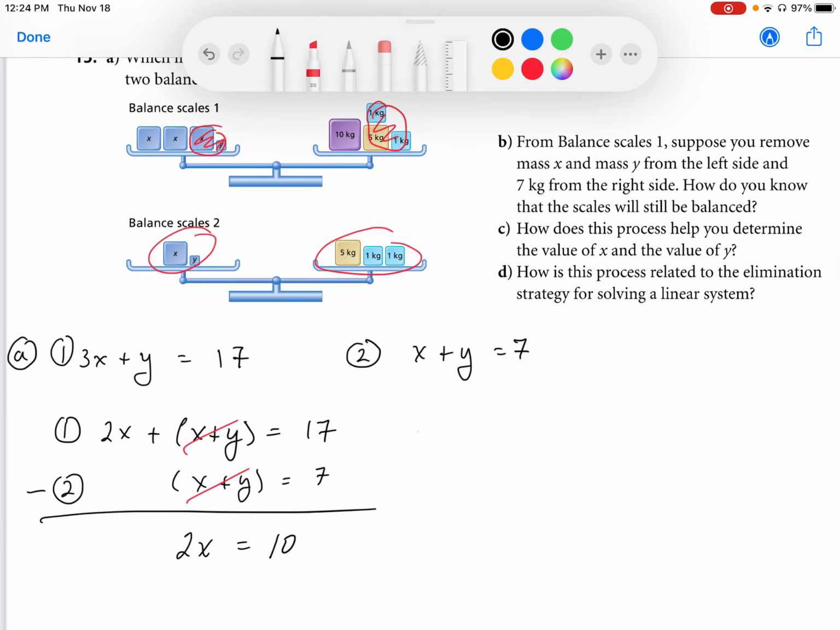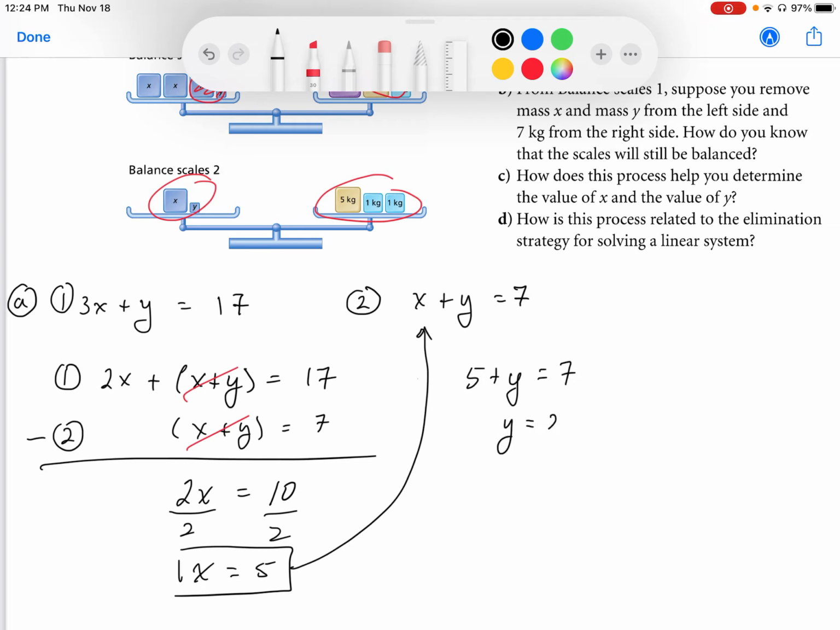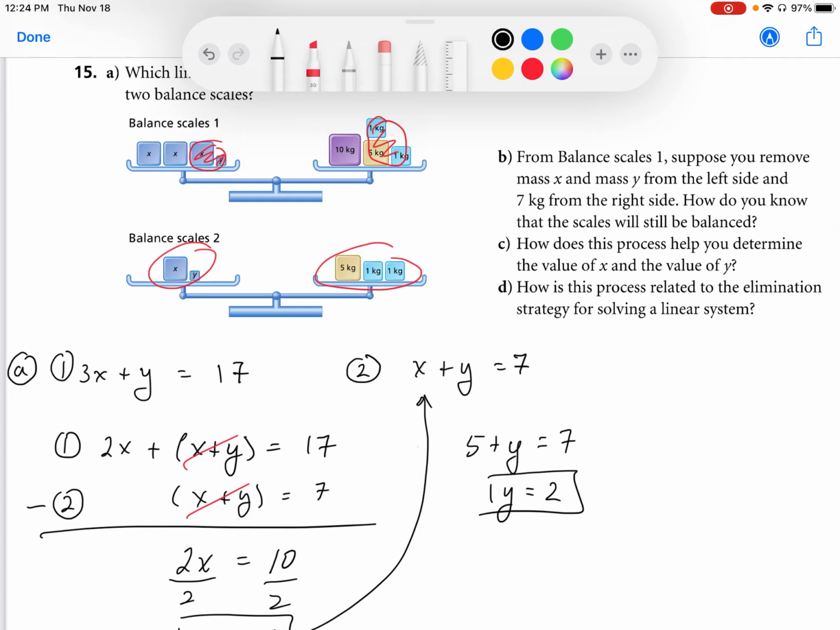I get 2x equals 10, and then I can just divide both sides by 2, and I get x is equal to 5. Now I haven't solved for y, so I can just back substitute. I get 5 plus y is equal to 7. Then it allows me to solve for y by subtracting 5 from both sides. It gives me the y value of 2, which is what we determined with just the balances.